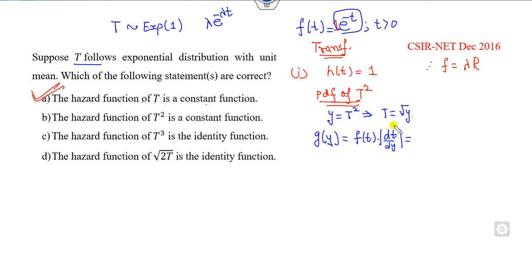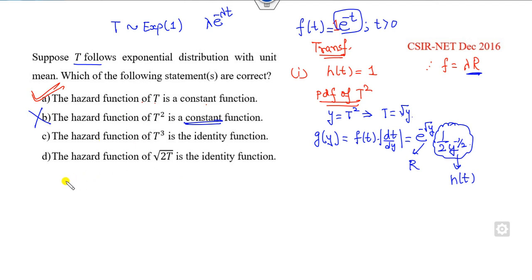It is my here. I can substitute the value of t. It is minus of root y into what is the derivative of this? Half y raised to power minus half. Fine. This is my PDF. So what is that? This is my hazard rate h of t by using of this. Exponential is a reliability, and this is not a constant, because for the different value of the y it has a different function. So this is not a constant.